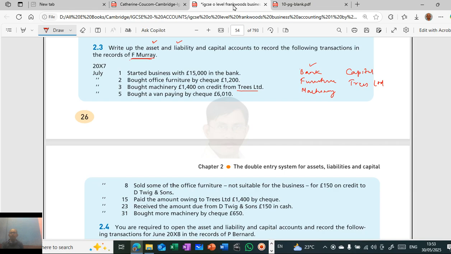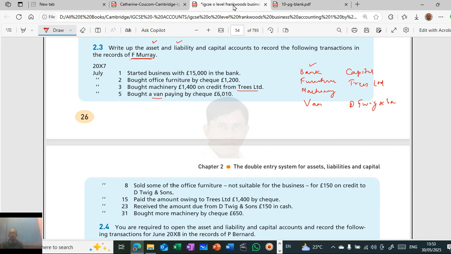Bought a van by paying 6,010. Van account by paying check. Bank account is involved, and it is already existing. Sold some of the office furniture, not suitable for the business, on credit to D Twig and Sons. Office furniture is there. We are selling it to D Twig. Furniture account is already there, but D Twig and Sons account was not there, so we are writing that.